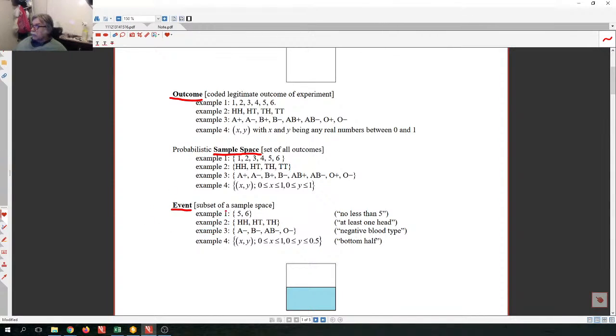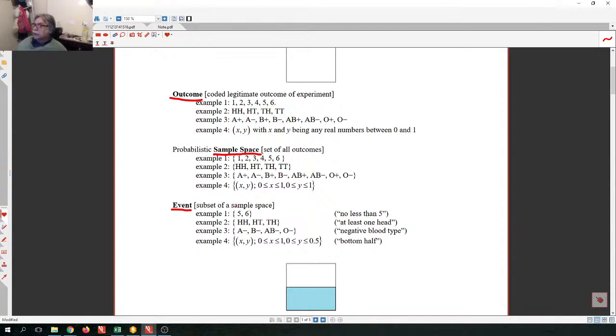So for example, I could say no less than 5 when I roll a die. That would mean 5 or 6, right? That's an event. So this set of these two outcomes is called an event. And I can also code it. I said no less than 5. That's an English sentence code for the same thing, right? If I say at least one head when I flip the coin twice, that could mean that I have heads-tails, tails-heads, or heads-heads. So that is also an event. 3 out of 4 things here, okay?